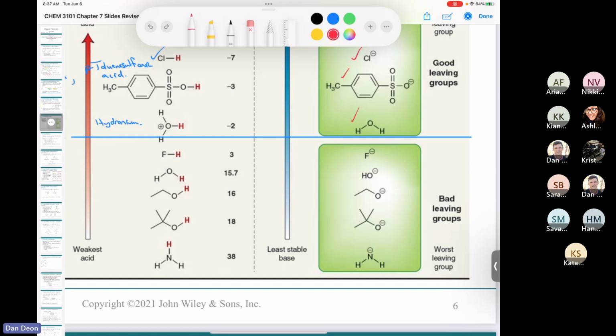Water, its conjugate base is hydroxide. That's not a good leaving group. The conjugate base of an alcohol is an alkoxide. The conjugate base of an amine is an amide, and none of those are good leaving groups.